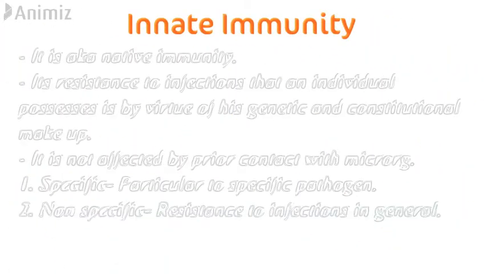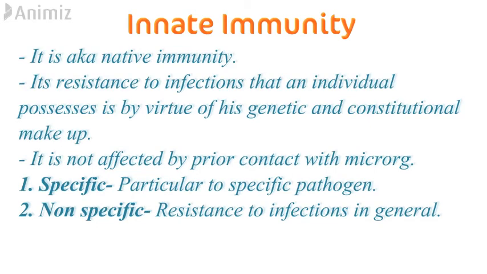First is the innate immunity, which is also known as native immunity. It's the resistance to infection that an individual possesses by virtue of his genetic and constitutional makeup, and it is not affected by prior contact with the microorganisms. It is further of two types: specific and non-specific. Specific is particular to specific pathogens, and non-specific provides resistance to infections in general.